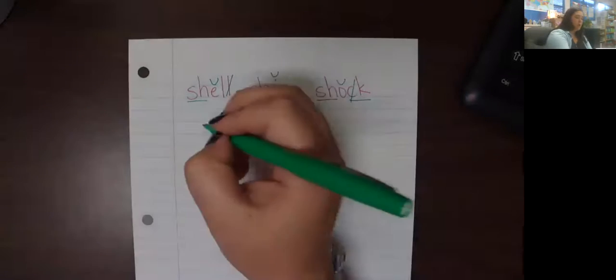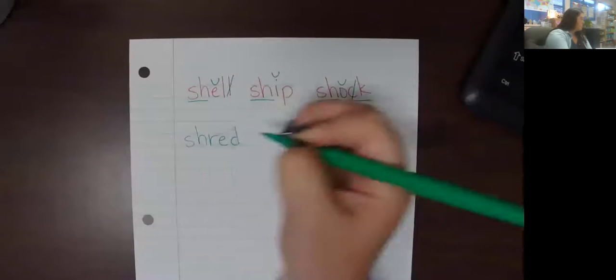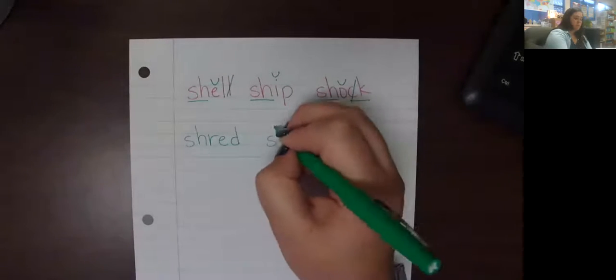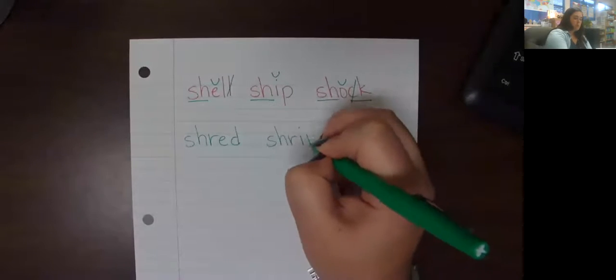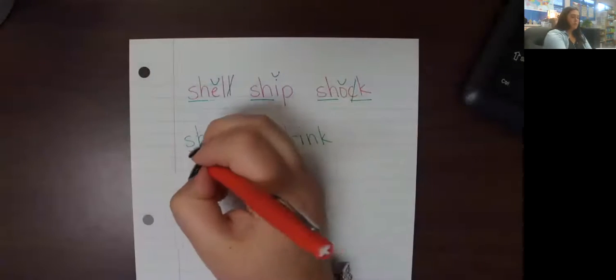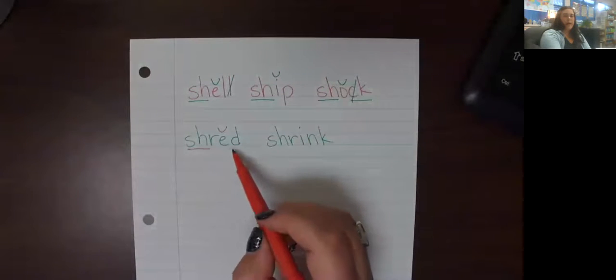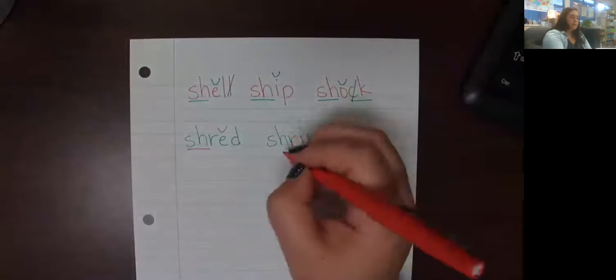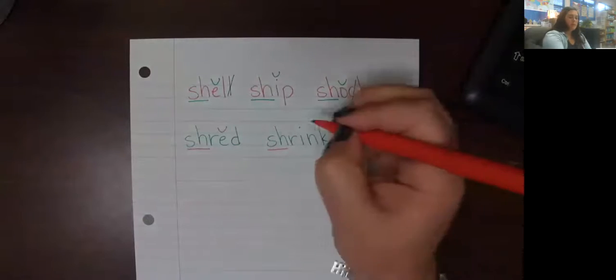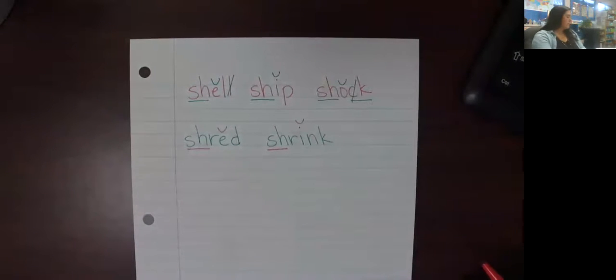We're going to do 2 more words with digraph SH. All right, here's 2 more words. First one, I see digraph SH, so we're going to underline it, and the E gets abbreviated. Shred, shred. Next one, digraph SH, underline it. The I gets abbreviated. Shrink, shrink.